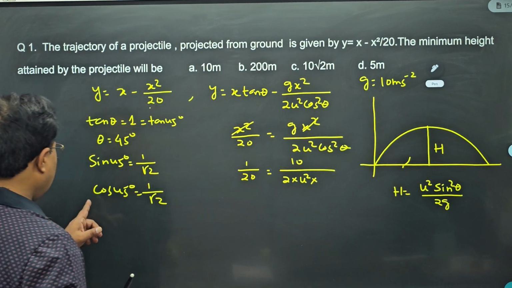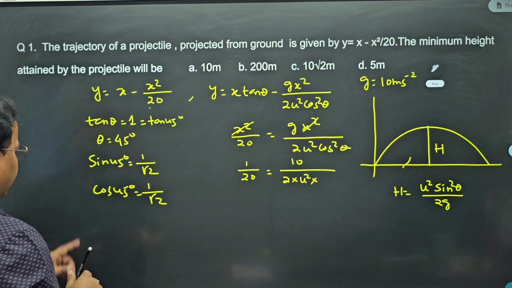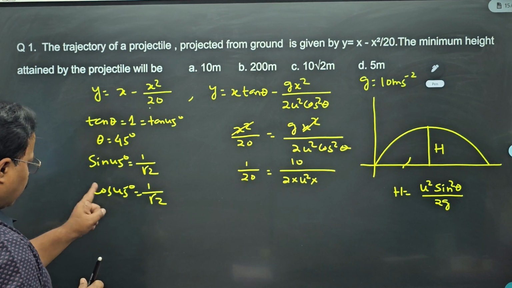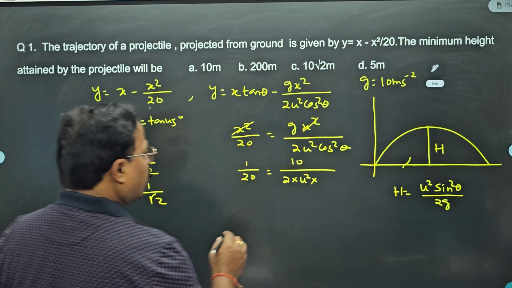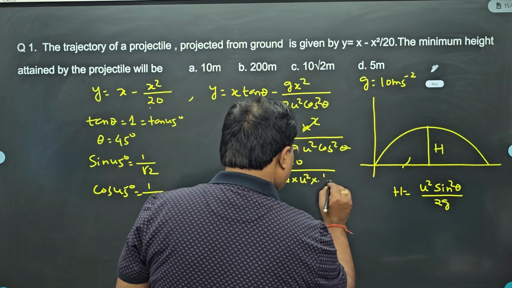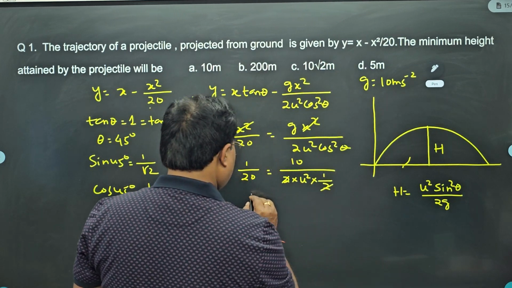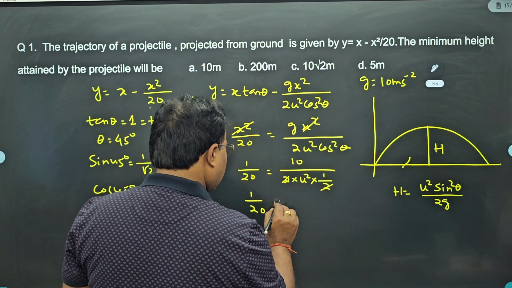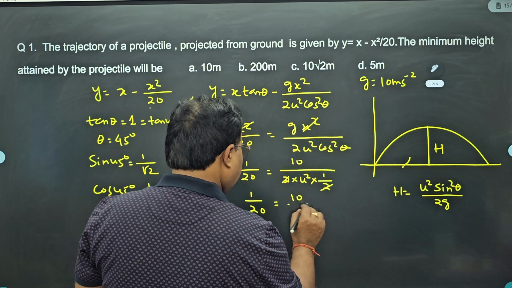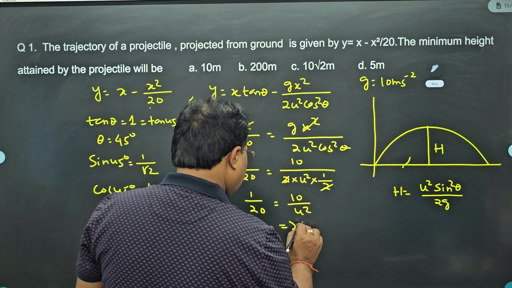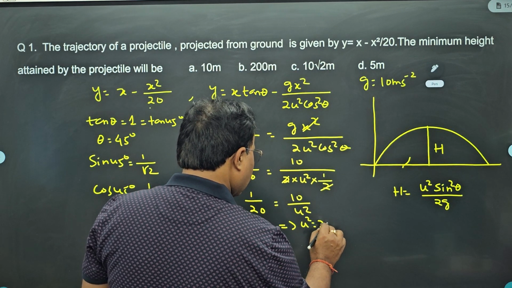What is cos square theta? Cos square theta is equal to cos square 45 degree. Cos square 45 degree is equal to 1 by 2, because cos 45 degree is equal to 1 by root 2. The 2s cancel. So 1 by 20 is equal to 10 by u square. What is u square, my dear students? U square is equal to 200.